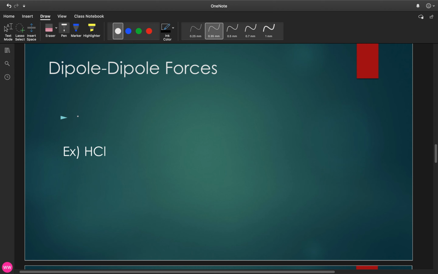So the first one that we're going to look at here today is the dipole-dipole force. This is going to be the force of attraction between polar molecules. Now, as we saw above, water is a polar molecule, so it has a type of intermolecular force called the dipole-dipole force. So let's use a different example here.